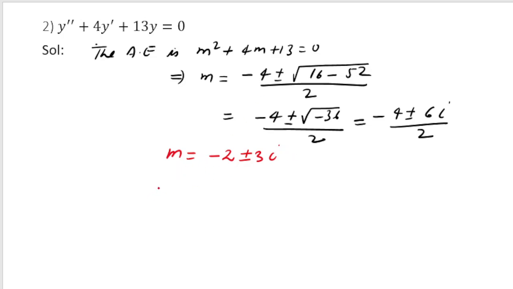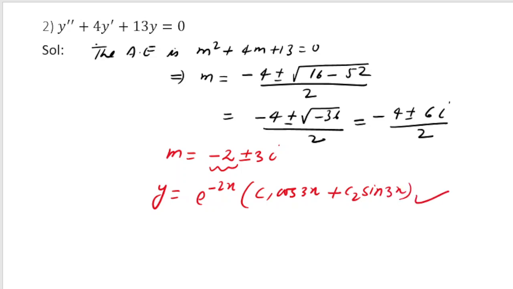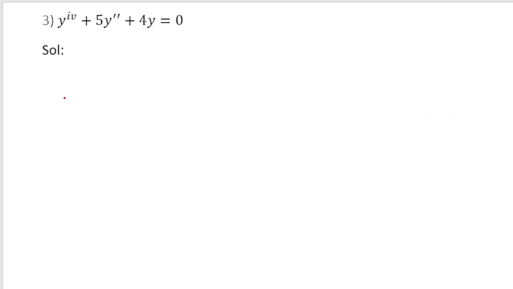So if I write the general solution, y is equal to e to the power alpha x, and alpha is minus 2, so e to the power minus 2x, c1 cos 3x plus c2 sin 3x, since beta is 3. So this is the general solution. No discussion further. Move ahead.